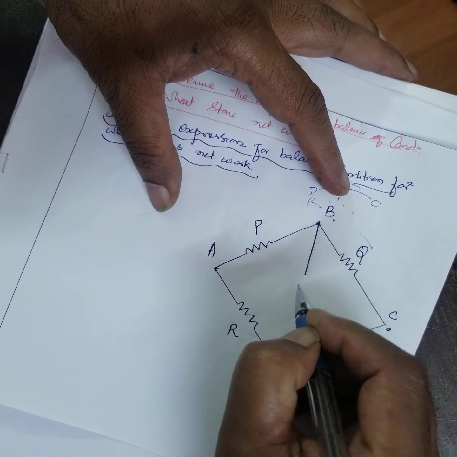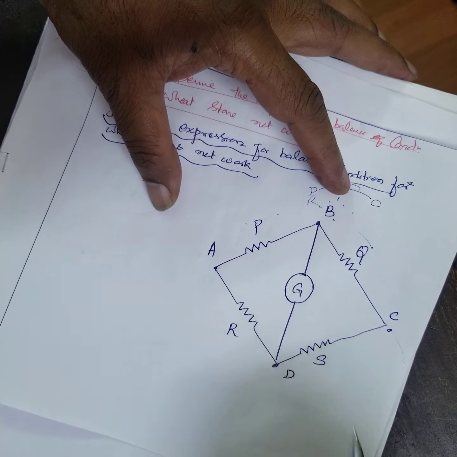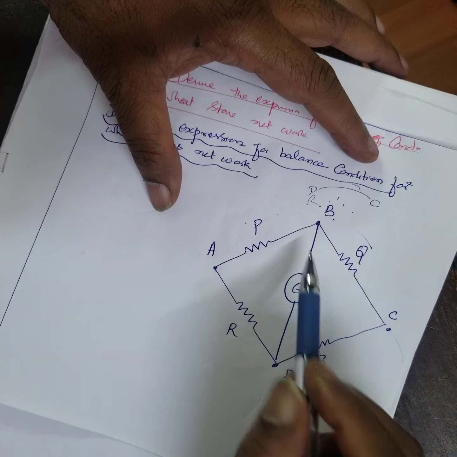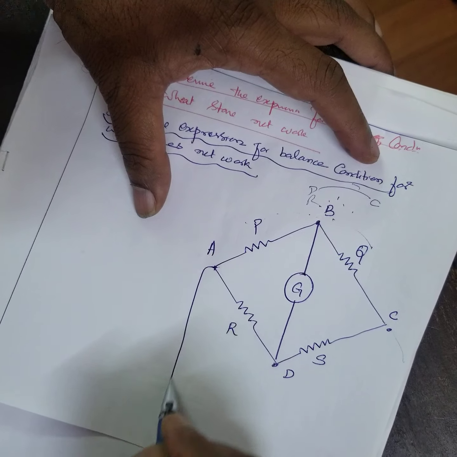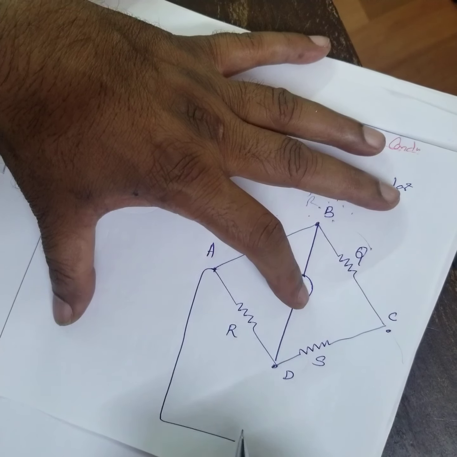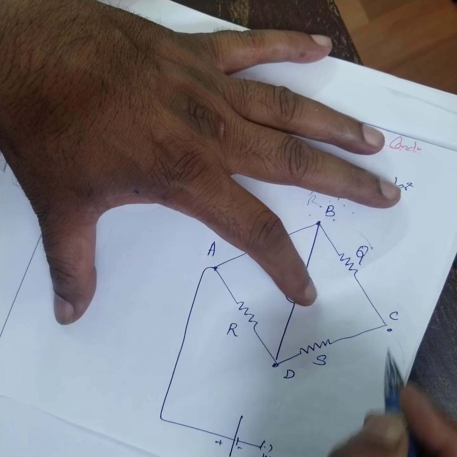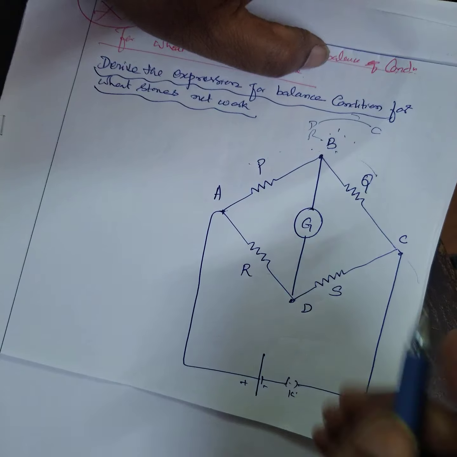Now, this is the galvanometer between B and D. The galvanometer is connected at this junction. In this junction, there is a battery or cell, with a plug key. It's connected like this.